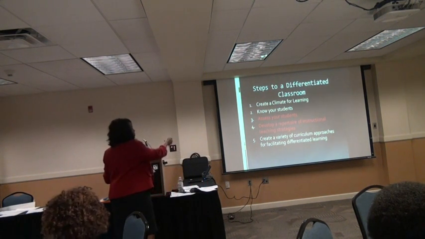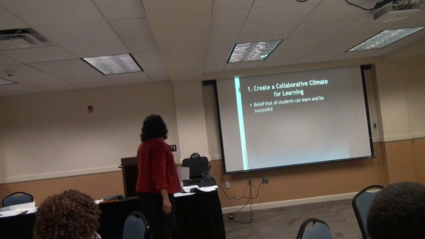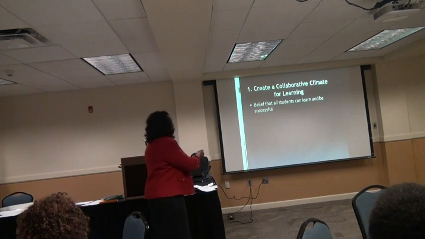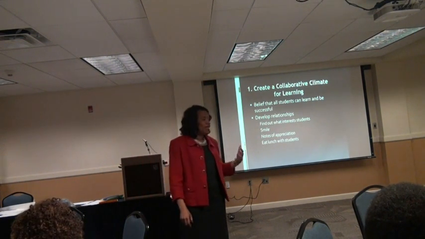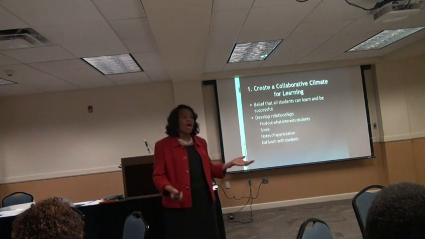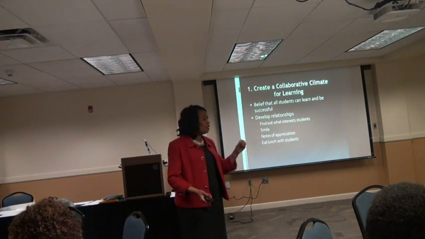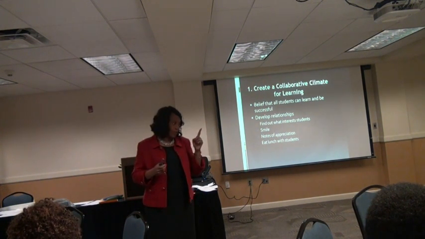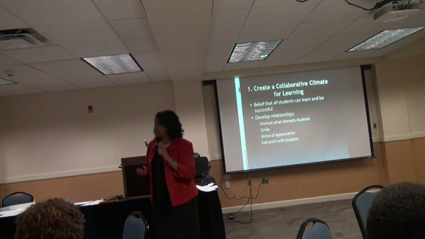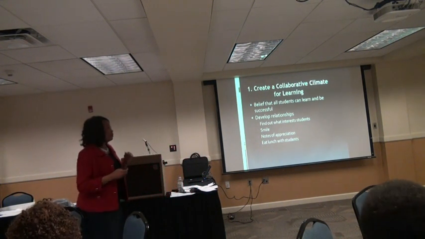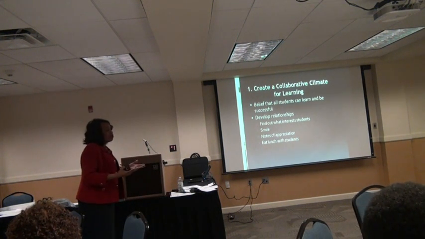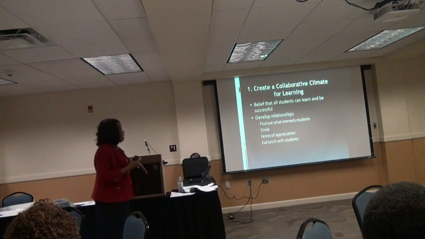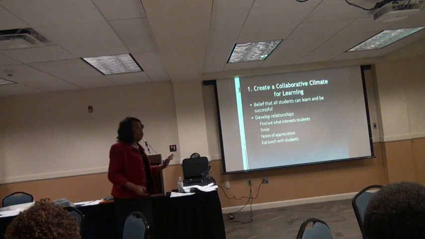So our first thing we're going to do is, in a differentiated classroom, we have to create a collaborative climate for learning. Well, how do we do that? We have to, first of all, believe that all students can learn and be successful. If you don't believe that, these babies are not going to be successful. They can tell when you don't believe in them and when you don't care about them. You have to develop authentic and appropriate, I must say appropriate these days, relationships with students. And there's a body of literature that says that when we develop these relationships, students do better in school. So you've got to figure out ways to find out what students' interests are.